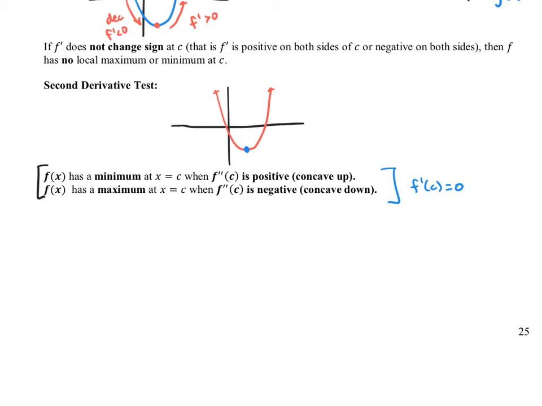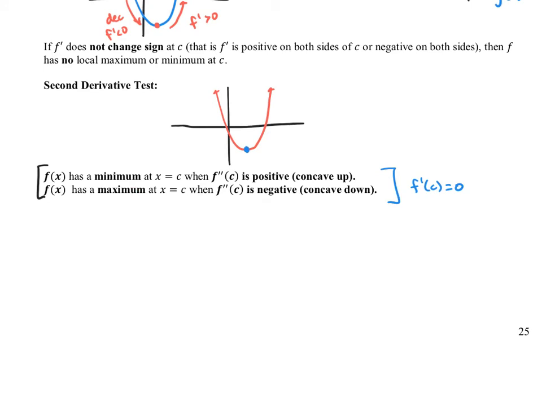So instead of being able to do the first derivative test, which is to do the sign change of f prime, we actually go to the next level and we look at f double prime. If f double prime is positive, that means that f is concave up. And if f is concave up and f prime is equal to 0, then f has a minimum. And then the opposite is true.